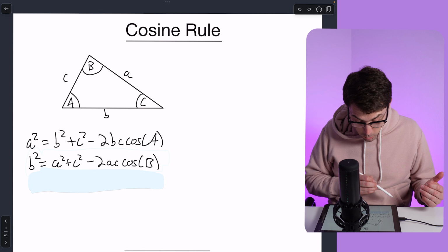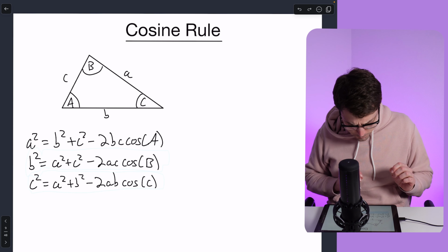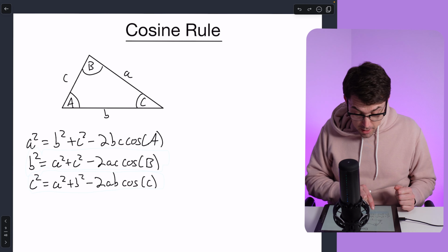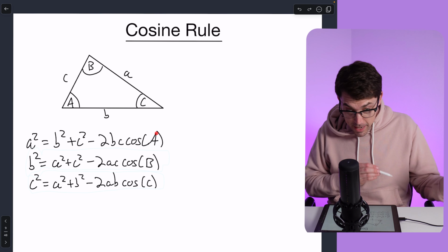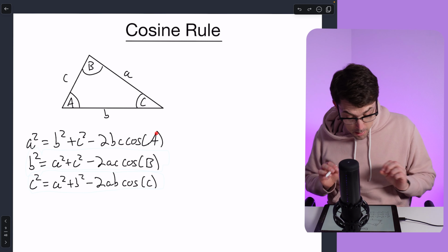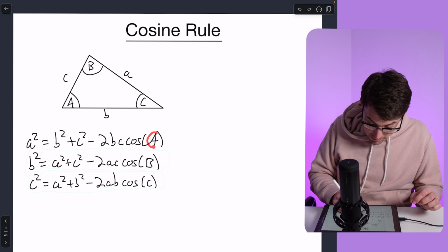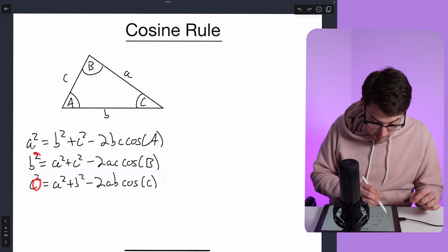And the same can be true in 2 other iterations to give us 3 total. We can say that b squared is going to be equal to, again, a squared plus c squared, the other sides, minus 2ac, again, the other sides, times the cosine of B. And then if we wanted to find out what c was, it would be c squared is equal to a squared plus b squared, the other sides, minus 2ab times cosine of C. It's really important that these right here match whatever is over here.